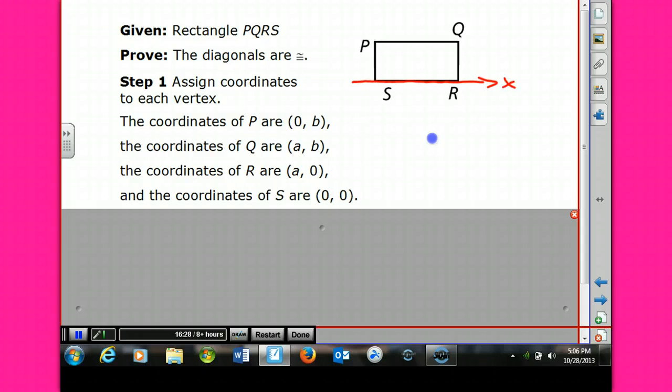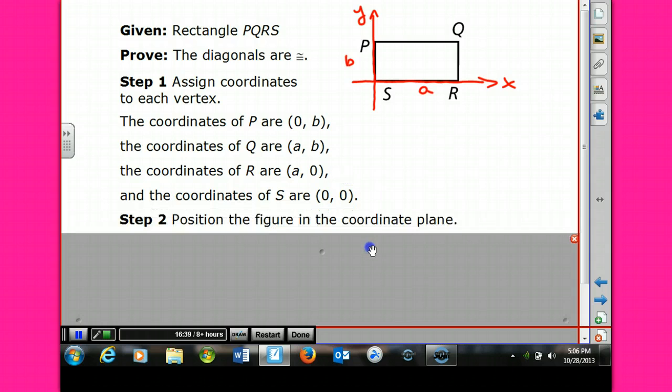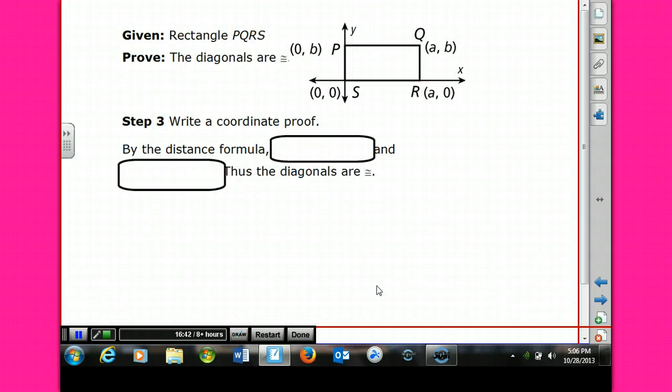There's your x-axis, there's your y-axis. This is A length, this is B length. Good. So now we have a way to look at this. We want to determine whether the diagonals are congruent. We would use our distance formula to find the distance between P and R, and then use our distance formula to find the segment SQ and see if they measure the same length.